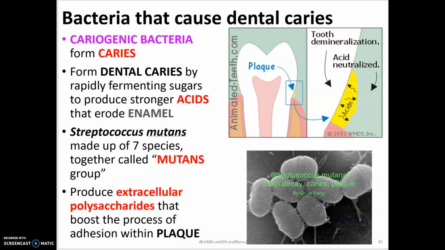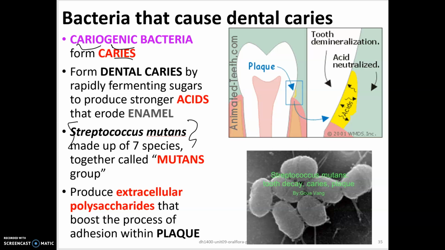Now let's have a look at what bacteria are behind this. And we call bacteria that create cavities cariogenic bacteria. Now we've already talked about the word genic and what genic means. It means to create, and then cariogenic means to create dental caries. And one of the major culprits of this is a group of bacteria we collectively call Streptococcus mutans.